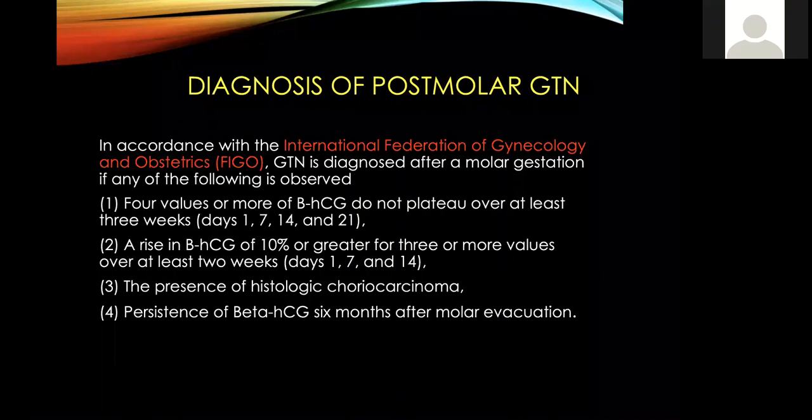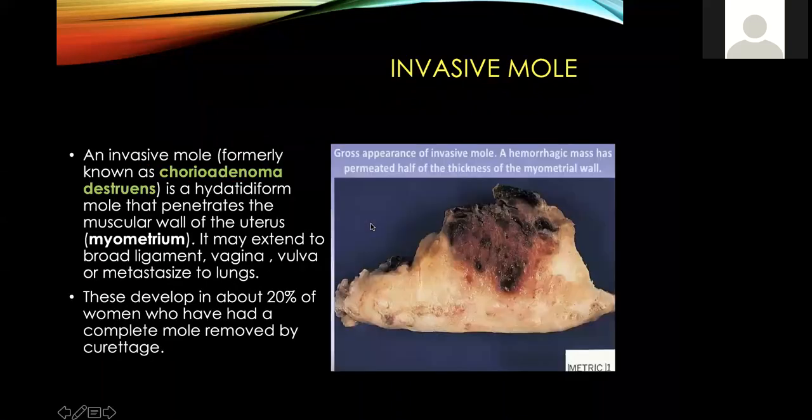So they recommend the following observations: if four values or more of beta-HCG do not plateau over the next 3 weeks, that is 1, 7, 14 and 21 days, or the rise of beta-HCG is 10% or greater for three or more values over at least 2 weeks, and there is presence of histologic choriocarcinoma, or even persistence of beta-HCG 6 months after molar evacuation, you need to diagnose these patients as post-molar GTN.